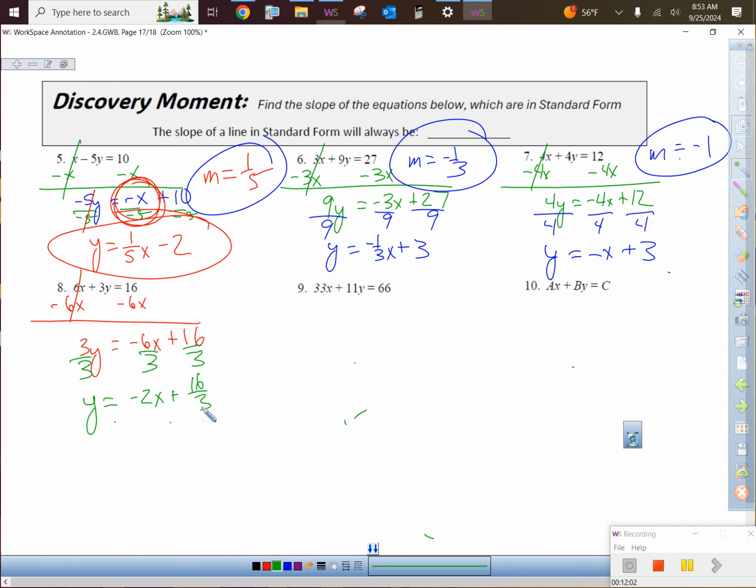The cool thing is we don't care about that. They want to know what's the slope. Could you answer that question? What's the slope? Negative 2. About right. Cool. One more.